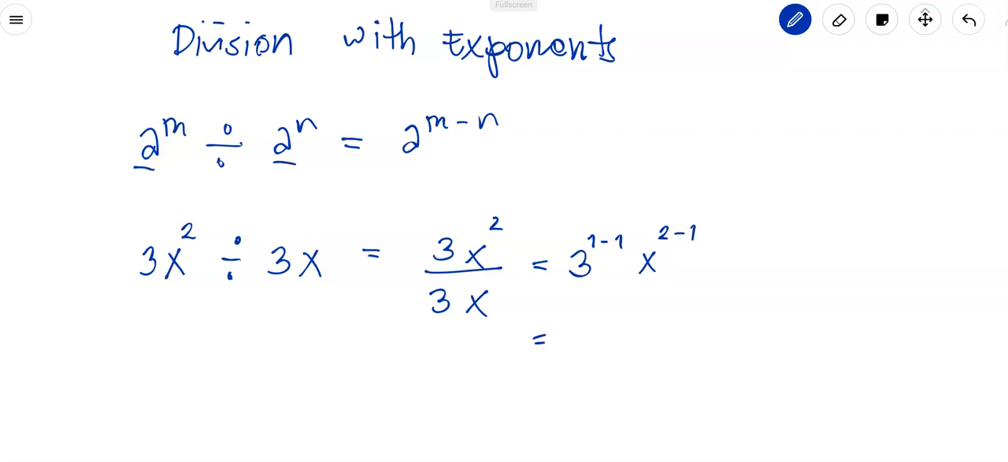Therefore, the result of this is 3 raised to 0 times x to the power of 1. Or we can write now 3 raised to 0 is always equal to 1. So we can go to this property, that any number raised to 0 is always equal to 1. So we can write the answer as x, because always consider that a variable has one coefficient and one exponent.